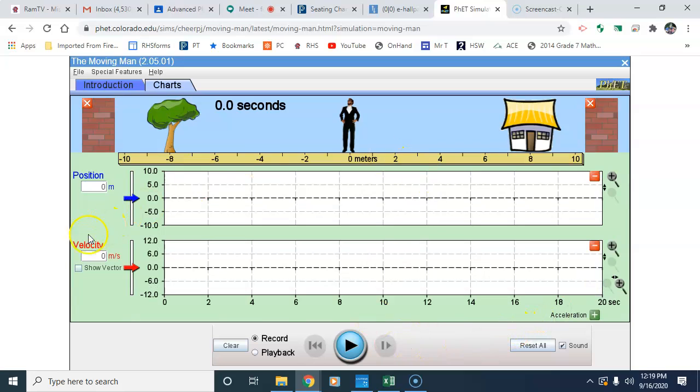All right? He's starting from rest. I have an acceleration that's going to cause him to speed up. It is a positive acceleration, so therefore he should go to the right. And when I hit play, let's watch what happens. And now I have the position graph up because I want to cross-reference it, okay?